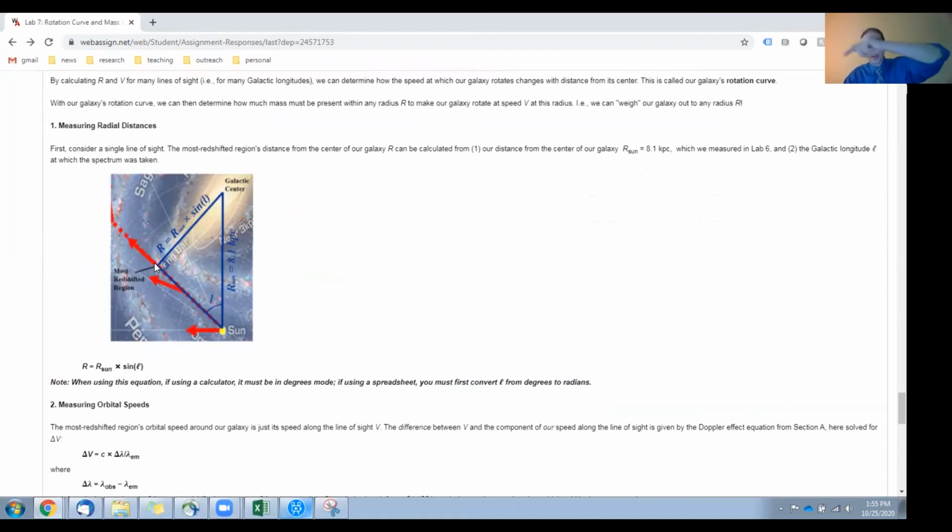speed orbiting the galaxy. If we do this for a variety of lines of sight, collecting a variety of these special points, we can figure out the galactic rotation curve, how the speed at which material orbits the galaxy changes as a function of its distance from the center of the galaxy. Let's begin by measuring distances.